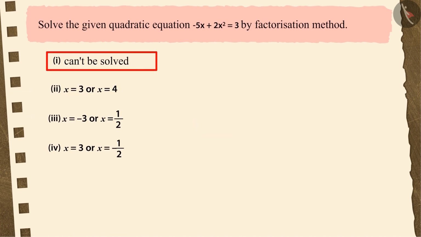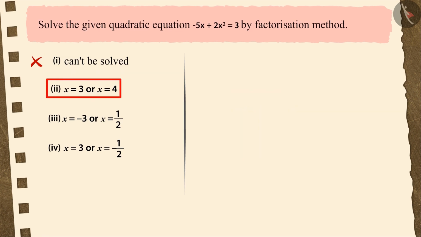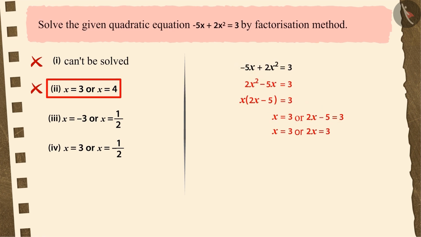If you selected the first option, then it's a nice try. But this is an incorrect answer because before solving the quadratic equation, you didn't write it in its general form, because of which it is impossible to solve this quadratic equation. If you selected the second option, then it's a nice try. But it is an incorrect answer because you solved the question without converting it into the general form, which is why your answer is wrong.